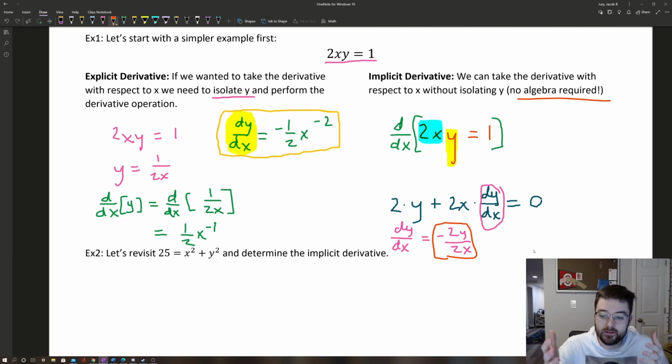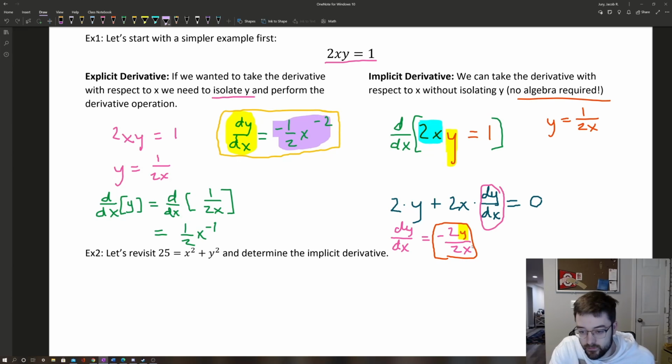If we wanted it to be represented with just the x variable, then we would have to go back, solve for y, if it was possible, and plug this 1 over 2x into y. And in that case, we could actually find the same equation, this negative 1/2 x to the negative 2 that we did before. So I can show that so that you know that it's the same derivative. So I would do negative 2, 1 over 2x.